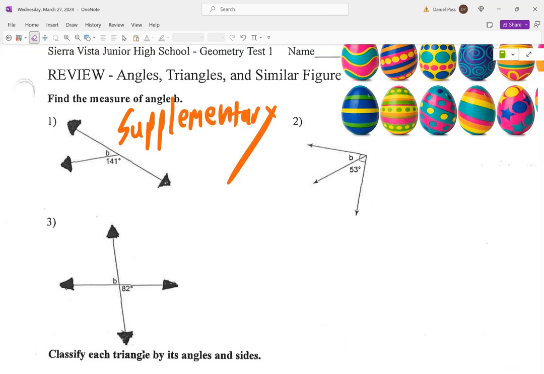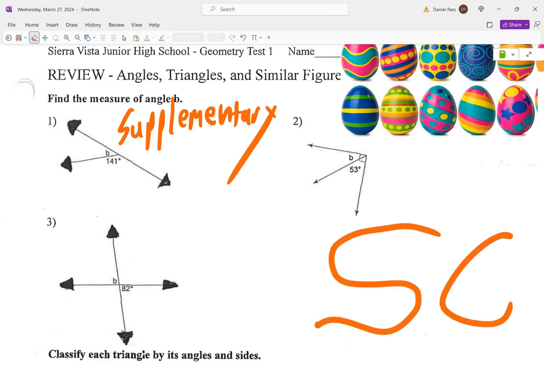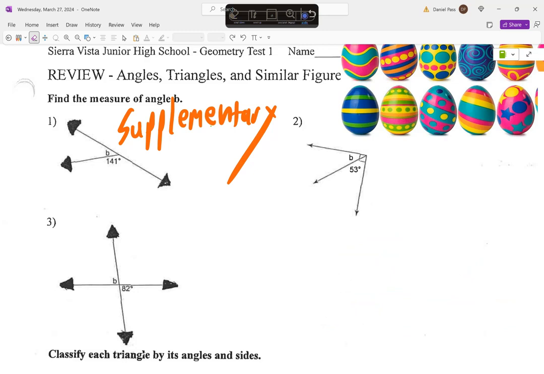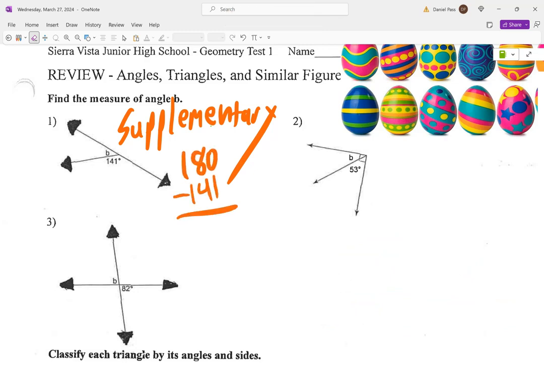Okay, so you need to know that word. If it's hard for you to remember, you can think of the S and the C. The S has two 90s, and the C has one 90, right? So supplementary is 180, and complementary is 90. All right, so we're going to do 180 minus 141. What do we get? 31. 39, yeah, I think it is 39. I have to borrow.